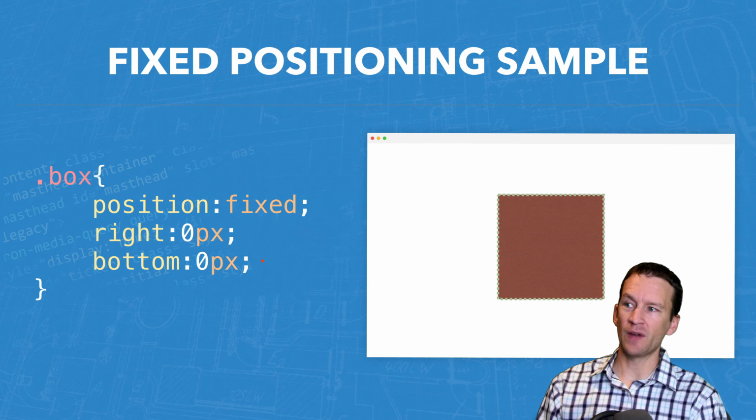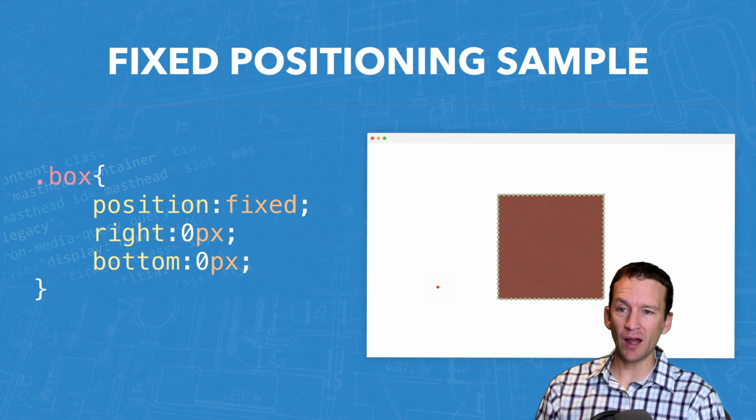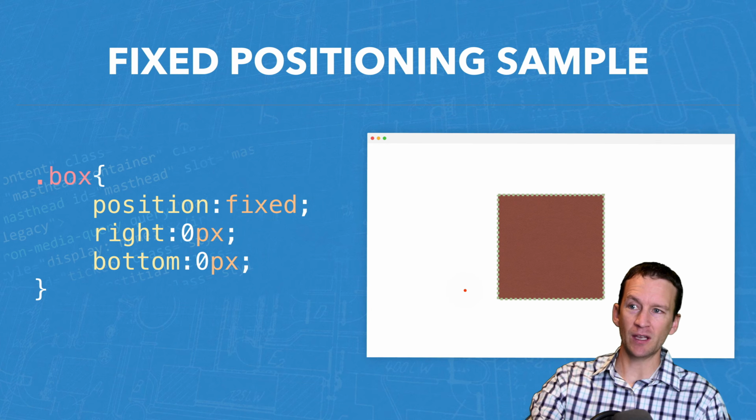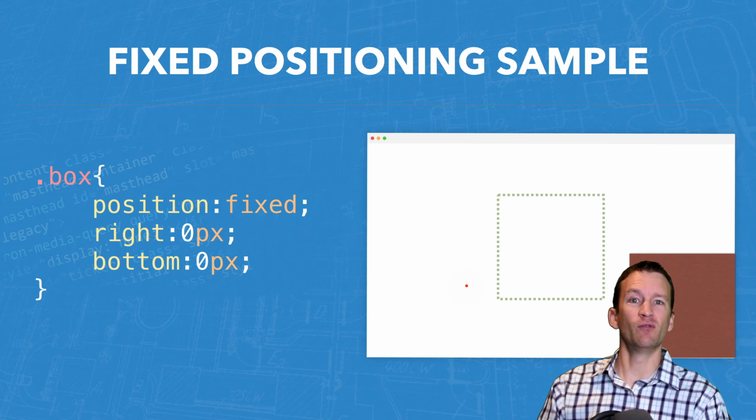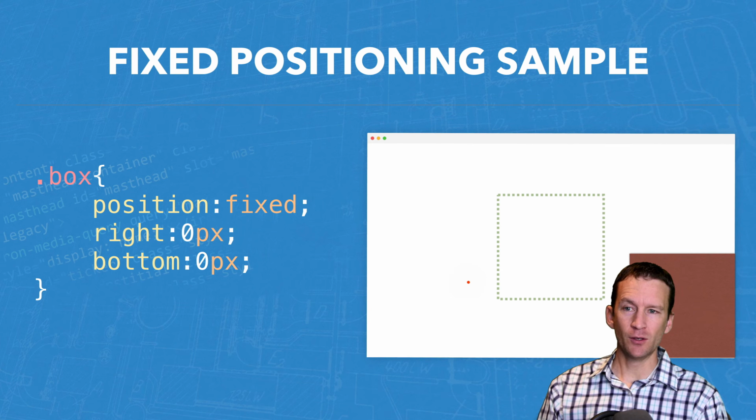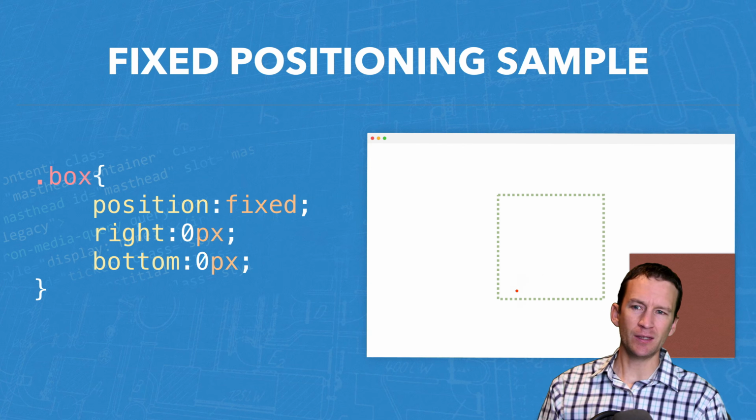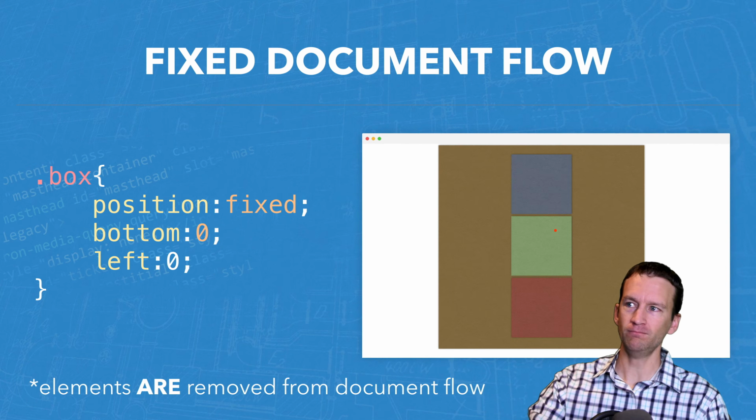Another sample here, if I were to say right 0, bottom 0, then this element is going to move down to the bottom right behind my head here. So one important thing to remember with fixed positioning is that if you resize the browser window, it moves with the browser window and it will sit in front of all the other content.